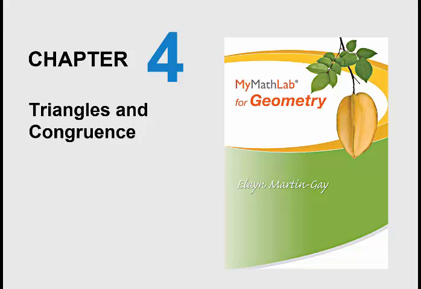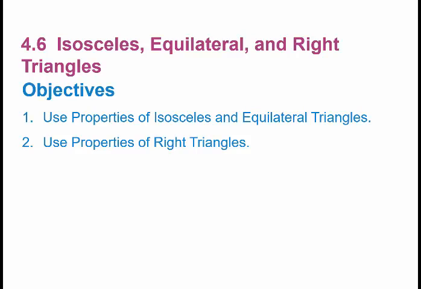Hi class, we continue our study in chapter 4 by moving into the final section of chapter 4, and that's section 4.6, talking about isosceles, equilateral, and right triangles. We have two objectives in this section. First, we want to use properties of isosceles and equilateral triangles, and second, we want to use properties of right triangles. We'll actually end the lecture doing a proof involving right triangles.